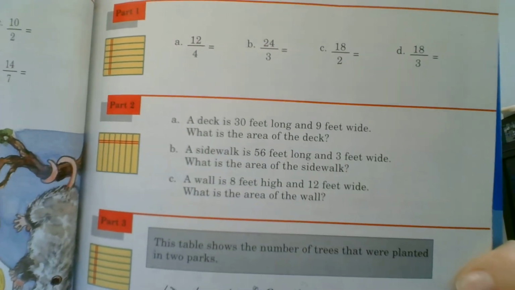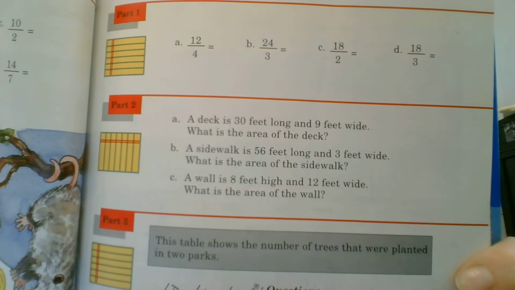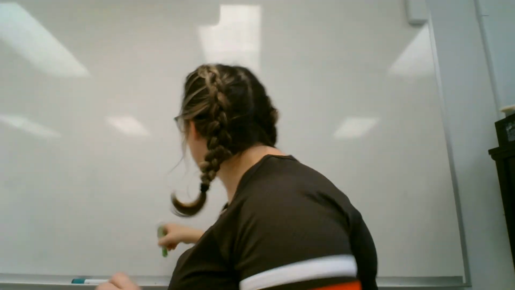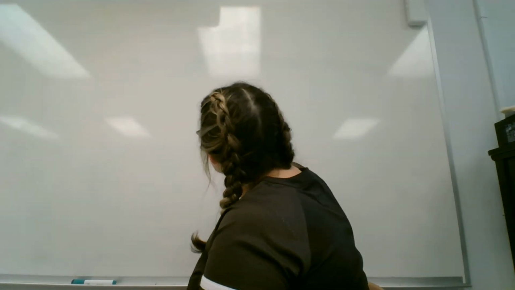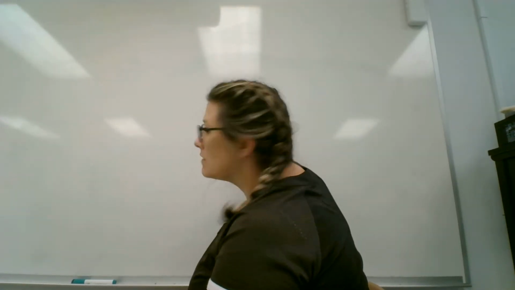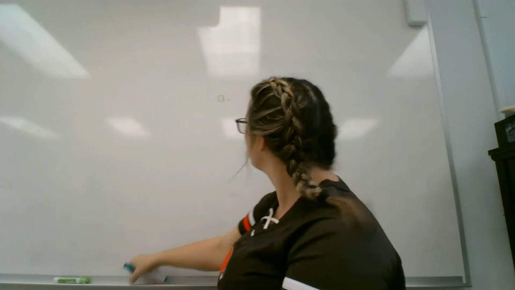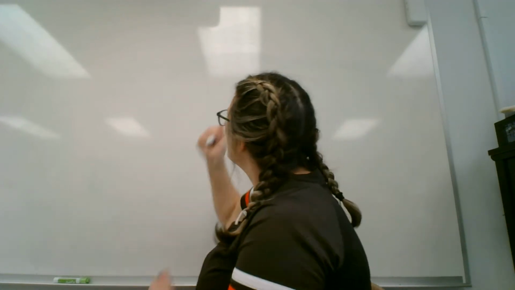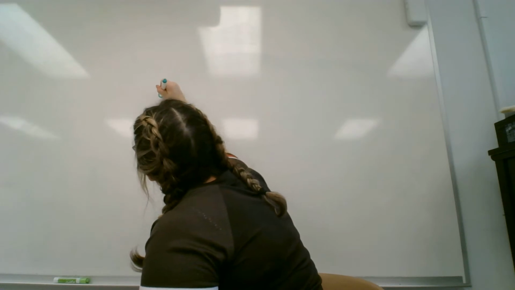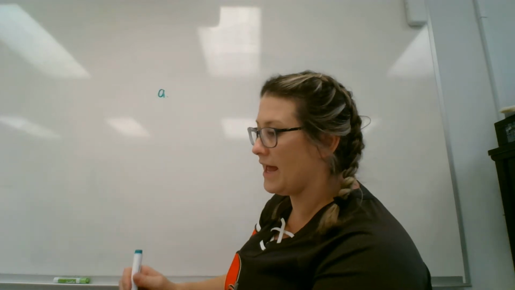All right, part 2. These are those word problems that we're going to draw a picture of. Let's start with A. I don't know if this green is going to work. You see it? Not really. Let me switch to a different color. All right, let's go ahead and read A.